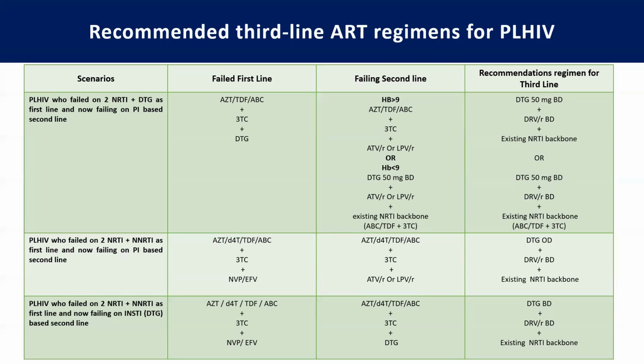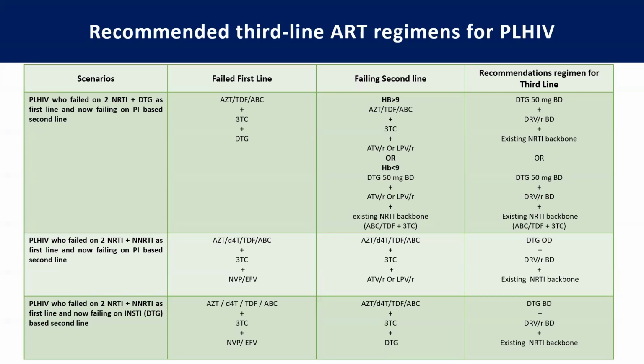However, if the patient was on TLD as first line and his HB was less than 9 at the time of second line, then the second line would be existing NRTI with ATVR or LPVR and existing NRTI backbone, that is TLD, TN. So it will be TLD plus DTG plus ATVR as second line. And even in this scenario, the third line here again will be DTG 50 mg BD with DRVR BD with existing NRTI backbone, that is TL.